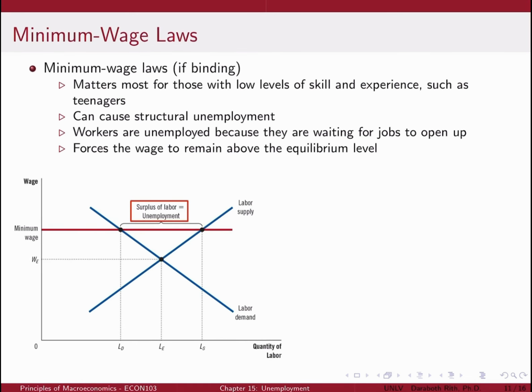While minimum wage laws are one reason unemployment exists in the US economy, they affect only a small percent of the labor force and can cause structural unemployment. The vast majority of workers in the economy have wages well above the legal minimum, so the law does not prevent most wages from adjusting to balance supply and demand.